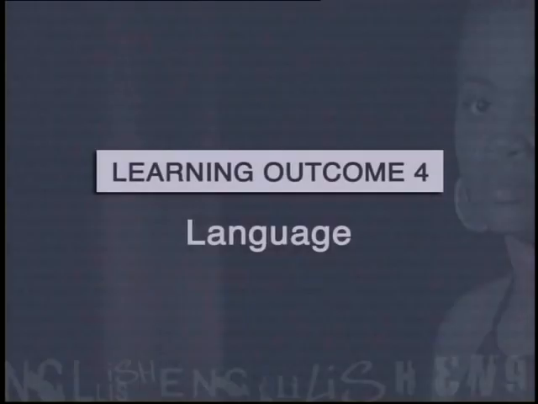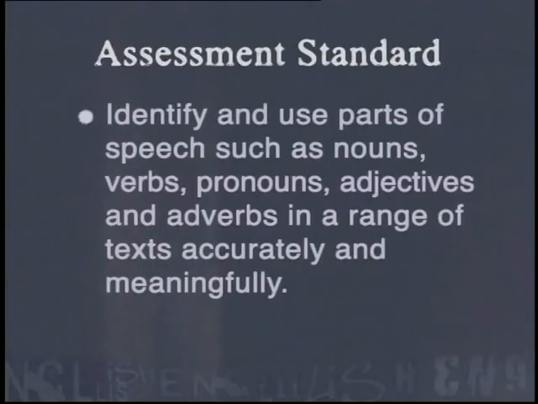The following lesson is linked to Learning Outcome 4, Language, and addresses the assessment standard that requires learners to identify and use parts of speech such as nouns, verbs, pronouns, adjectives, and adverbs in a range of texts accurately and meaningfully. Learners should be able to use verb tenses and verb forms to express time and mood accurately.